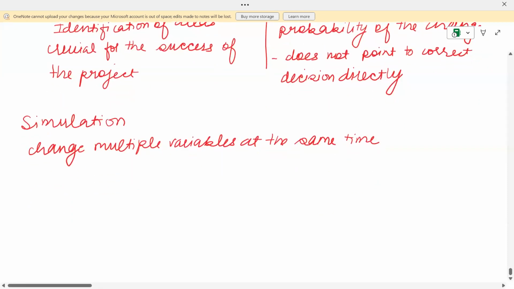Then you'll often find that it is used in capital investment appraisal.